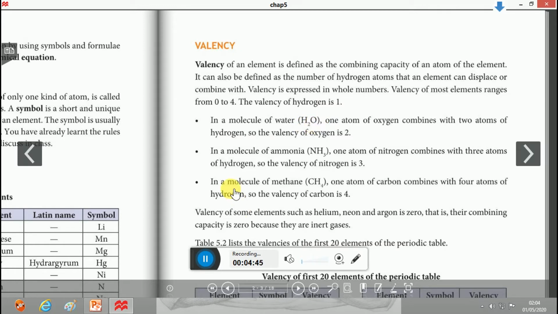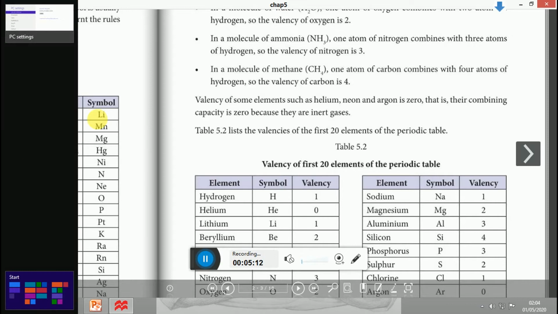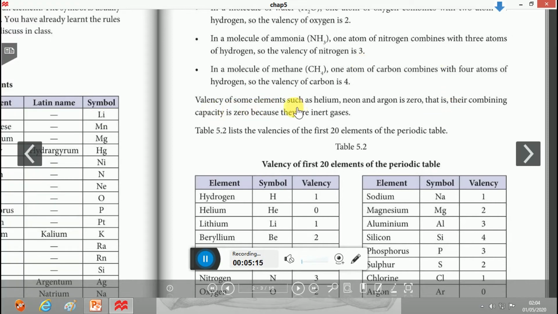Look at the formula of ammonia, NH3. That means one nitrogen atom is combined with three hydrogen atoms. That means the valency of nitrogen is 3. In a molecule of methane, CH4, one carbon atom is combined with 4 hydrogen atoms. So the valency of carbon is 4. For the noble gases, helium, neon, argon, krypton, xenon, radon, their combining capacity is 0 because they are inert gases.